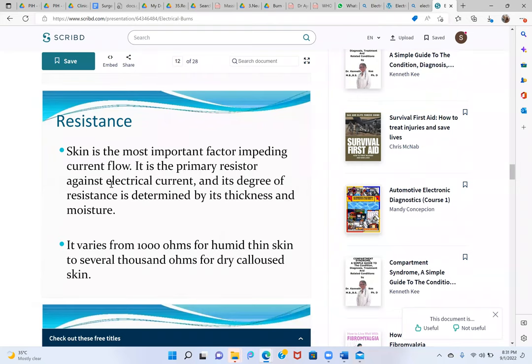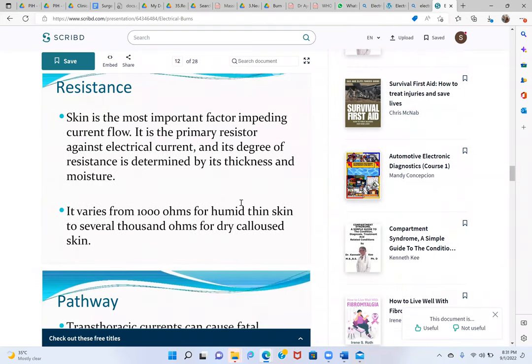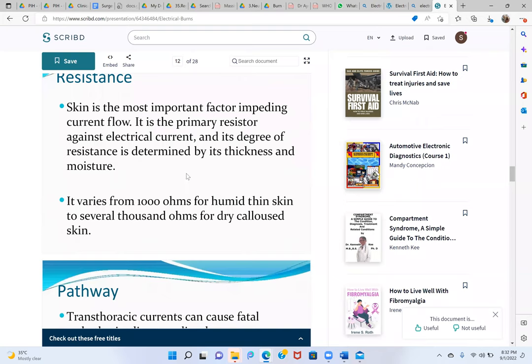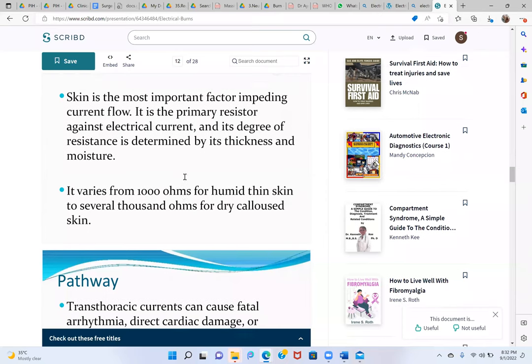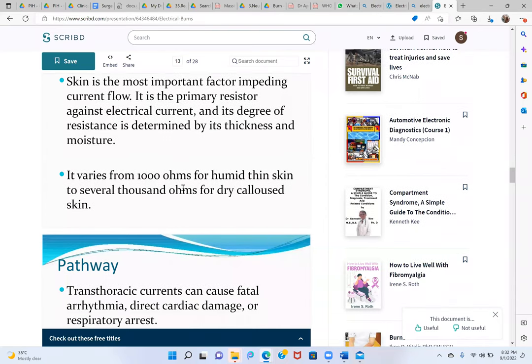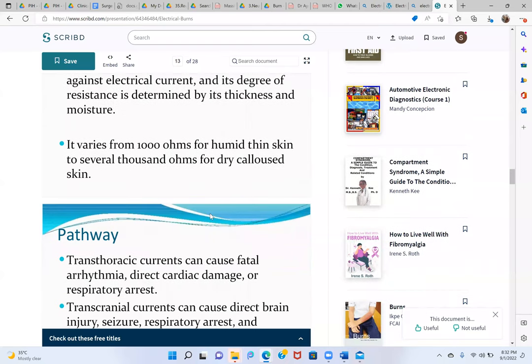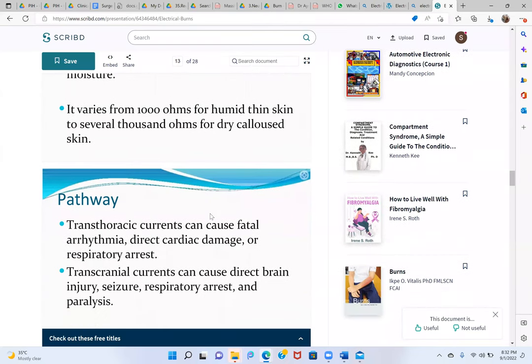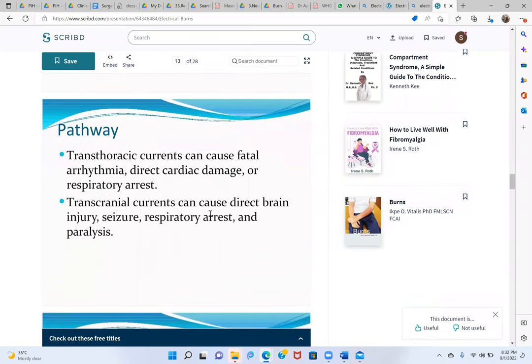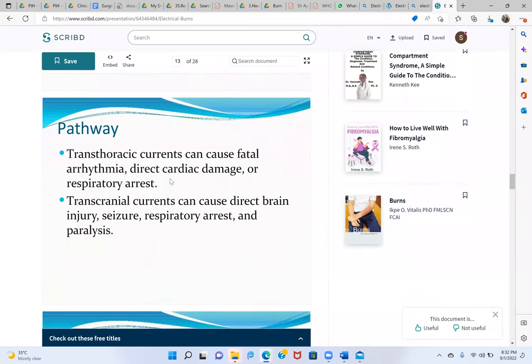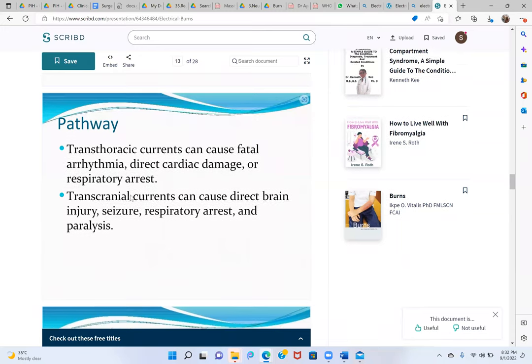It is a primary resistor against electrical current, and its degree of resistance is determined by its thickness and moisture. If it is moist, it will become more conductive. Okay, it varies from 1000 ohms for humid thin skin to several thousand ohms for dry callused skin. Okay, transthoracic currents can cause fatal arrhythmia, direct cardiac damage, or respiratory arrest.